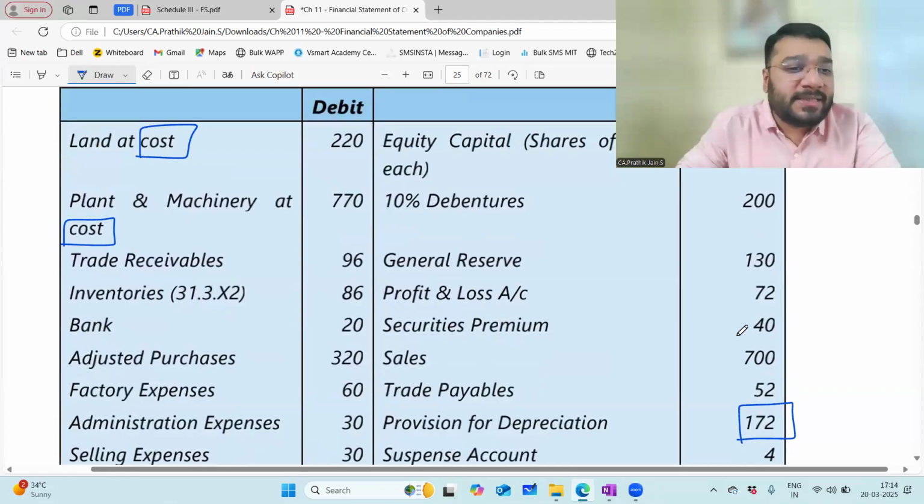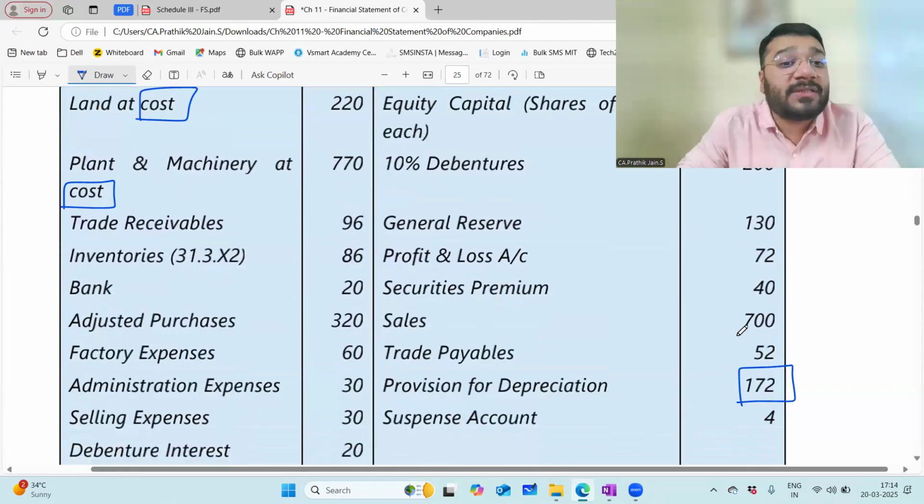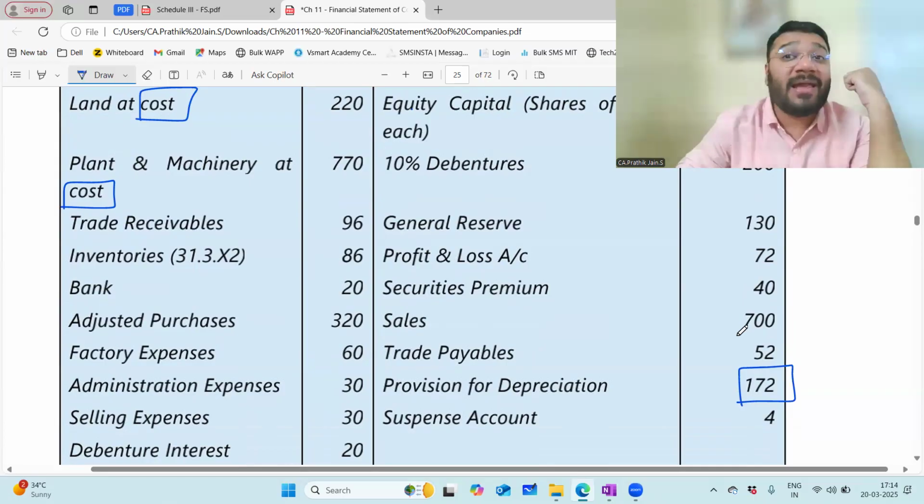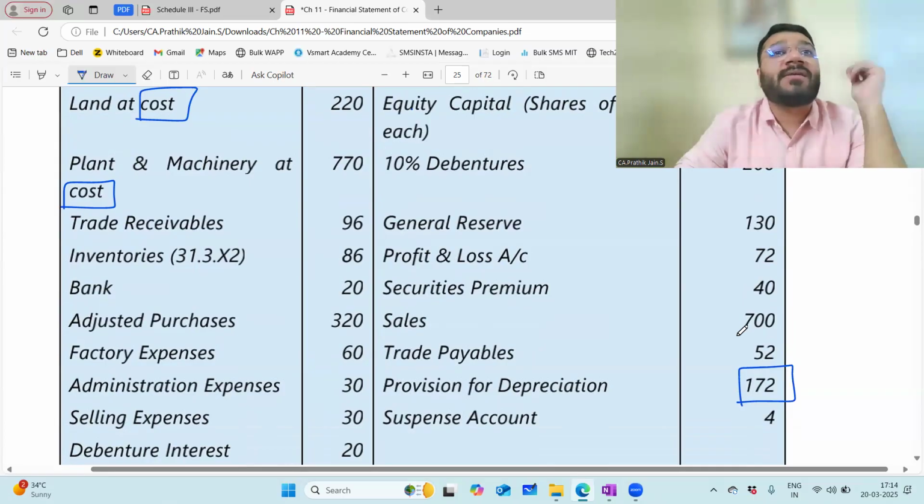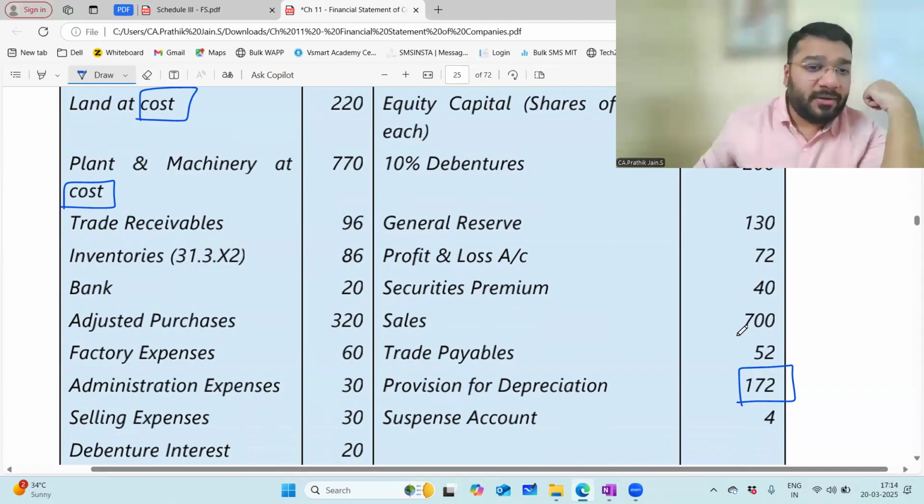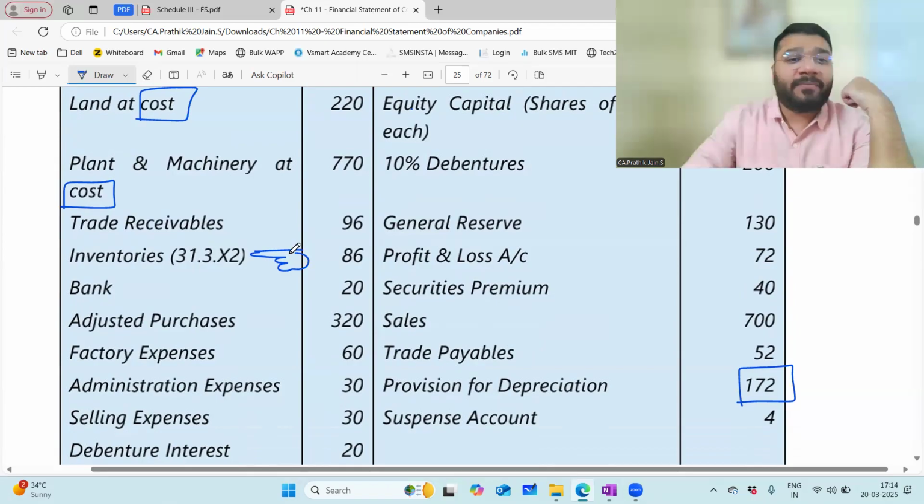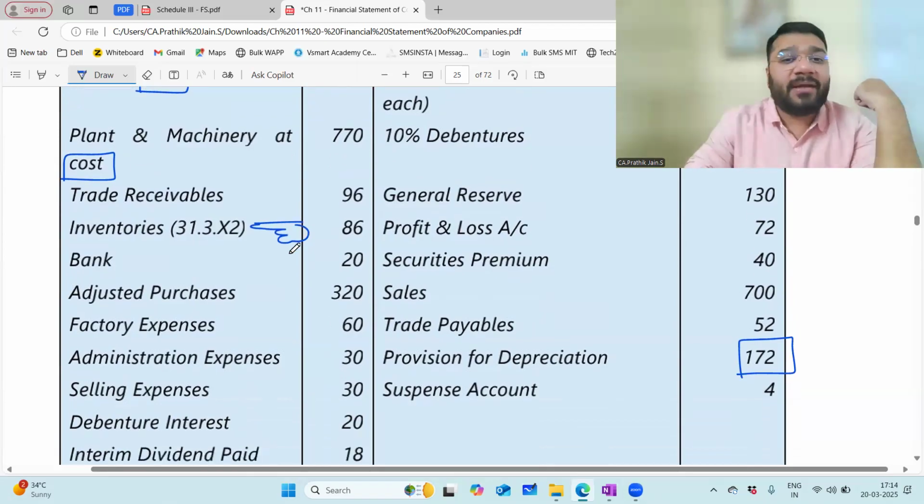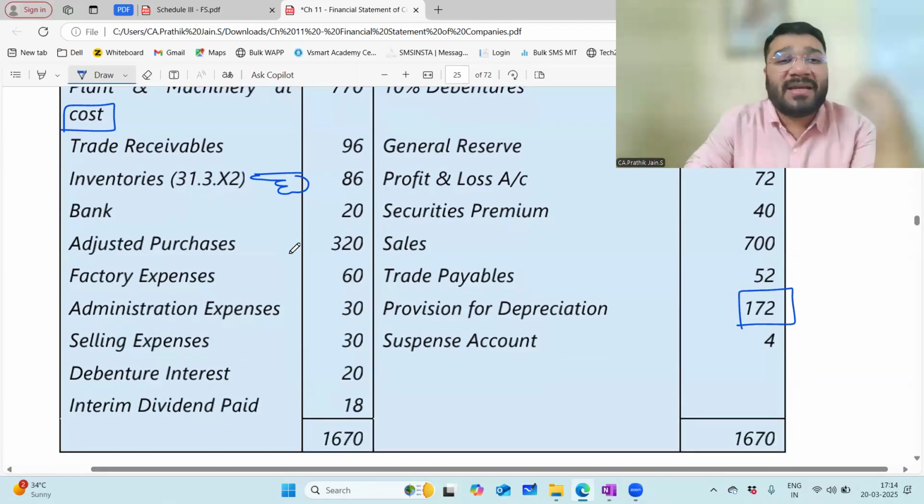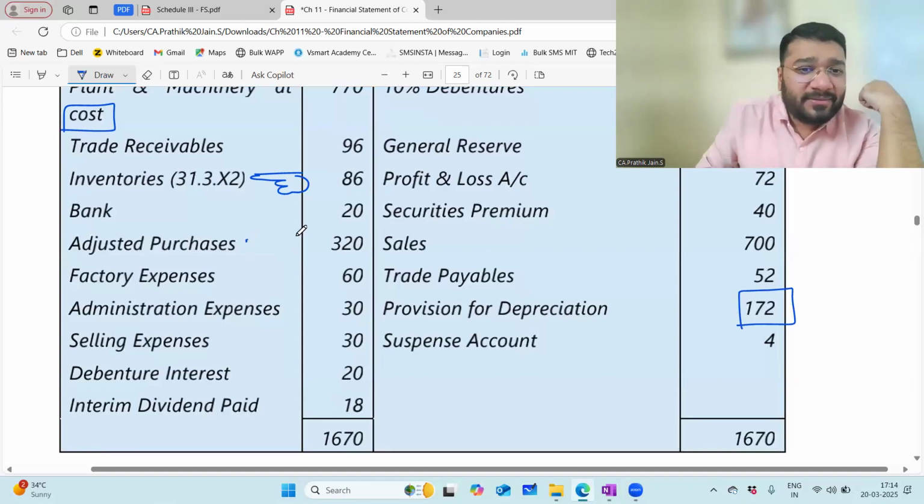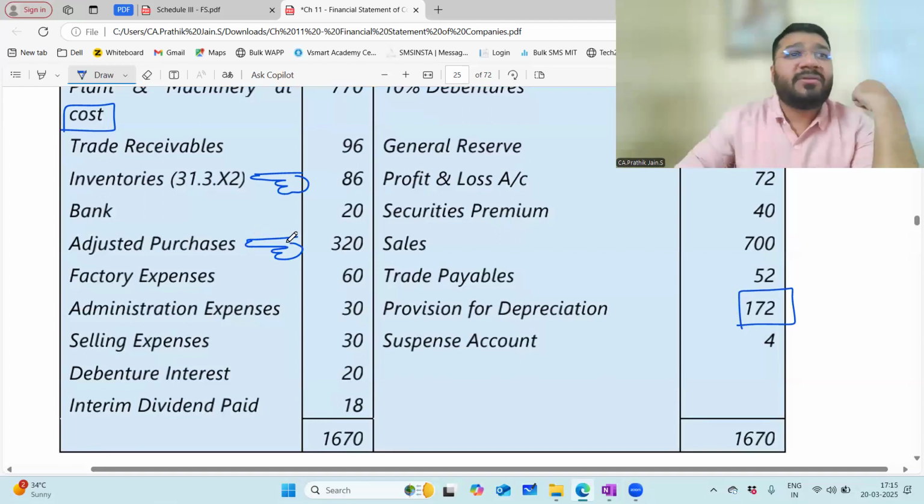Trade receivable 96,000, inventory as on 31st March 2002. Closing inventory is given. If closing inventory is coming inside the trial balance, what does it mean? The adjustment entry for the closing stock is passed. Oh my God, this is something which is haunting me, sir. Okay, noted. Next, bank 20,000, adjusted purchase 320. Adjusted purchase? What is this, sir?